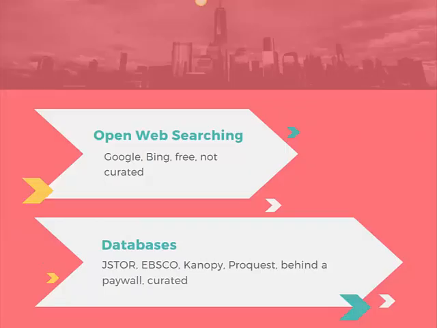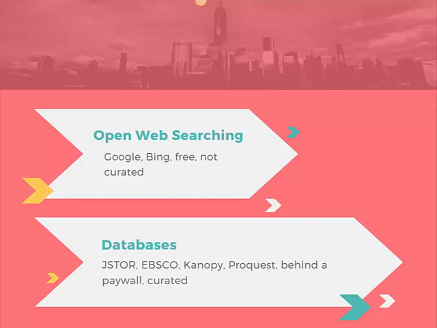So let's talk a little bit about the difference between open web searching and database searching. So open web searching is whenever you use something like Google or Bing. It is usually free, there's no price tag involved, but it is not curated, right? It can be anything and everything on there. It could be something written by someone's grandma, or it could be something written by someone with a PhD. So that's where you have to be very careful.